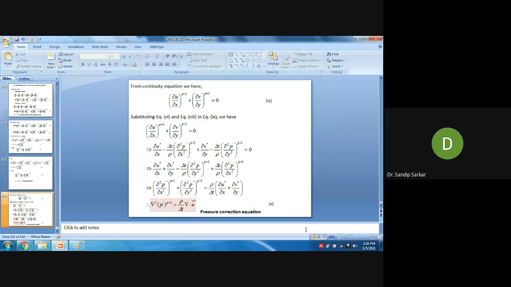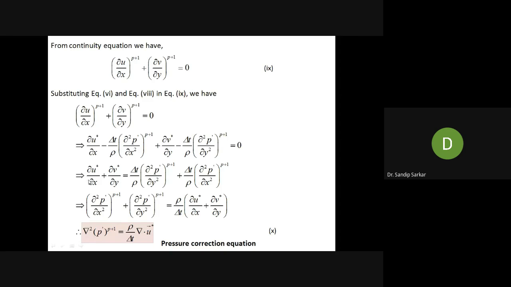Okay. So what is there? That is del u star by del x plus del v star by del y equal to delta t by rho. Delta t by rho, I am taking this term and this term on the right hand side of the equation: del 2 p prime by del y2 plus del t by rho del 2 p prime by del x2 at p plus 1. So you can write this equation as del 2 p prime by del x2 at p plus 1 plus del 2 p prime by del y2 at p plus 1 equal to rho by delta t.